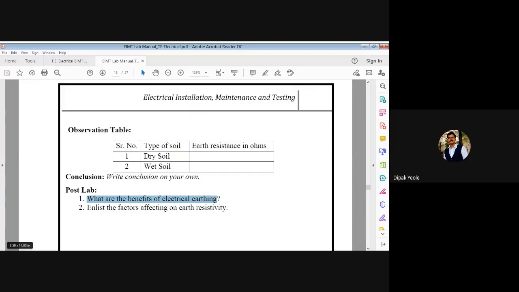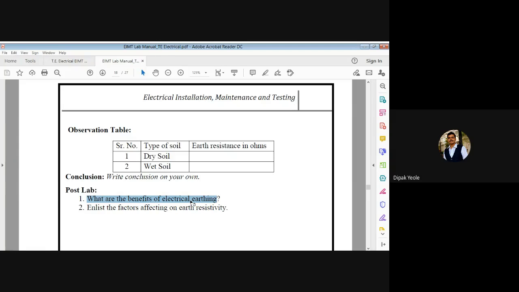So if you are observing a high resistance value for that particular earth, then you can say poor earthing is available. Obviously we have to convert this poor earthing into good earthing. Yes, there are methods and ways that we have discussed already. These are the benefits. This is a major benefit of having electrical earthing.